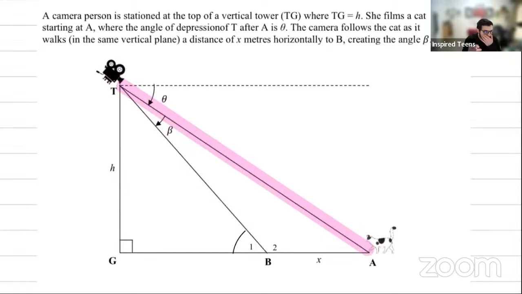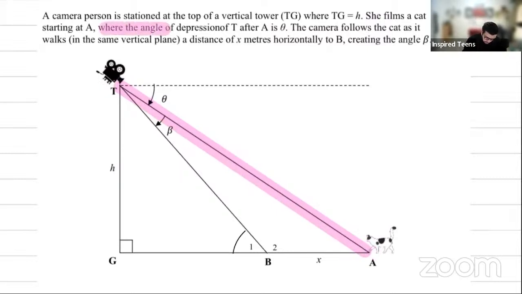So a lot of the times they'll put you in scenarios, these different types of whatever they're doing, and the lines just represent angles that were created when someone was looking. Sometimes there's a lighthouse example where someone is looking at a certain angle. So that's fine, right? They're just drawing it in. So they're saying that she films a cat starting at A. So that's why this line represents the line of sight. She's looking at this cat.